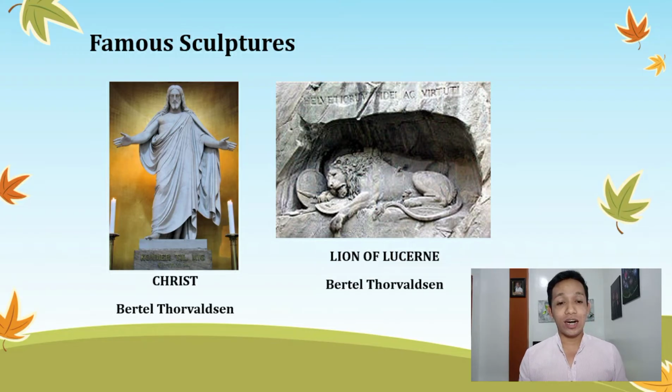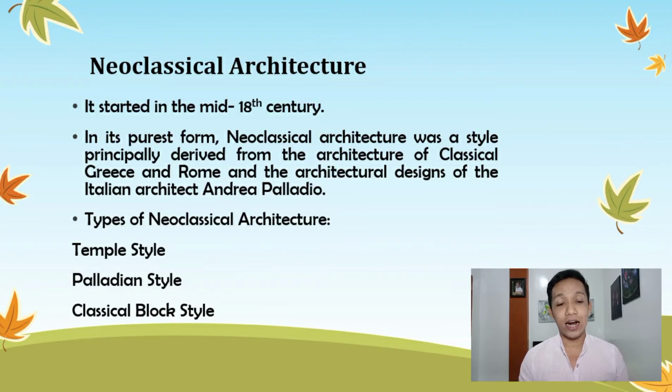And the third visual art form to emphasize for neoclassicism is neoclassical architecture. This visual form started in the mid-18th century. In its purest form, neoclassical architecture was a style principally derived from the architecture of classical Greece and Rome, and the architectural designs of the Italian architect Andrea Palladio.